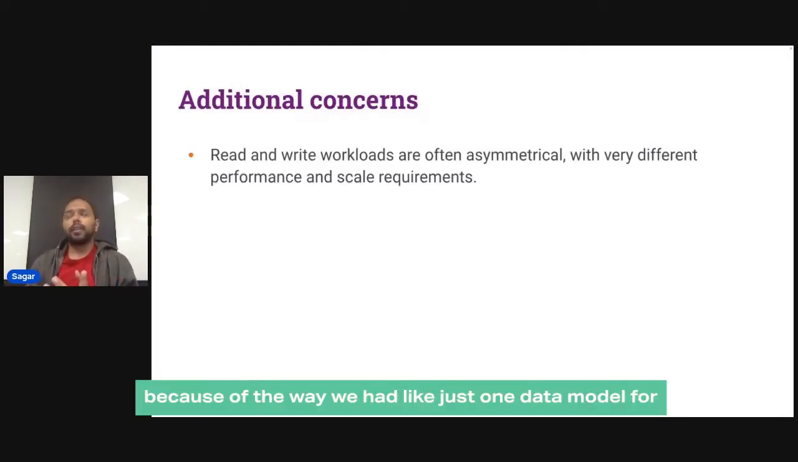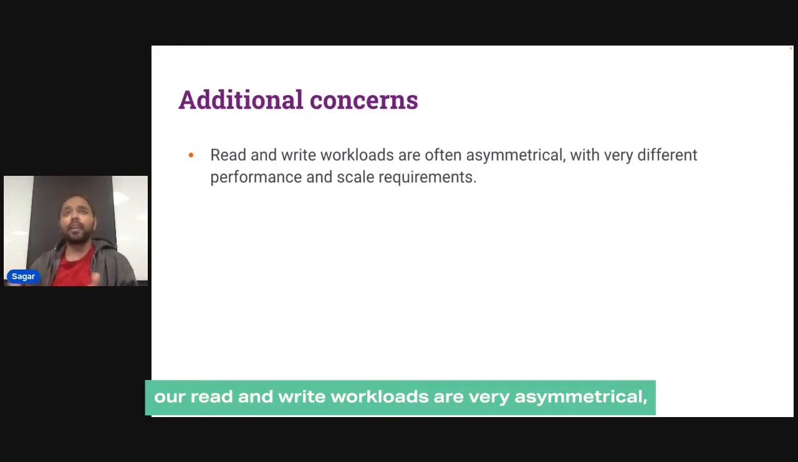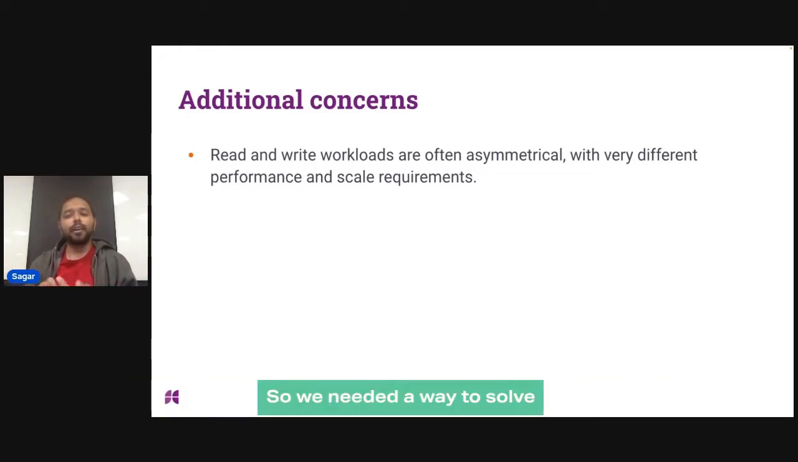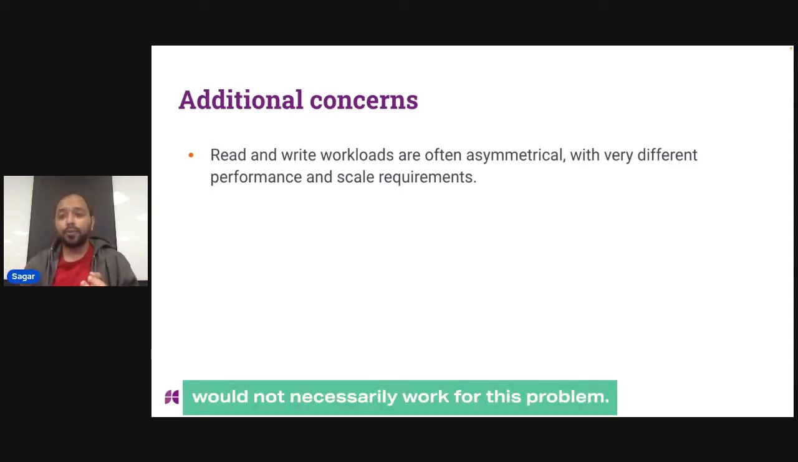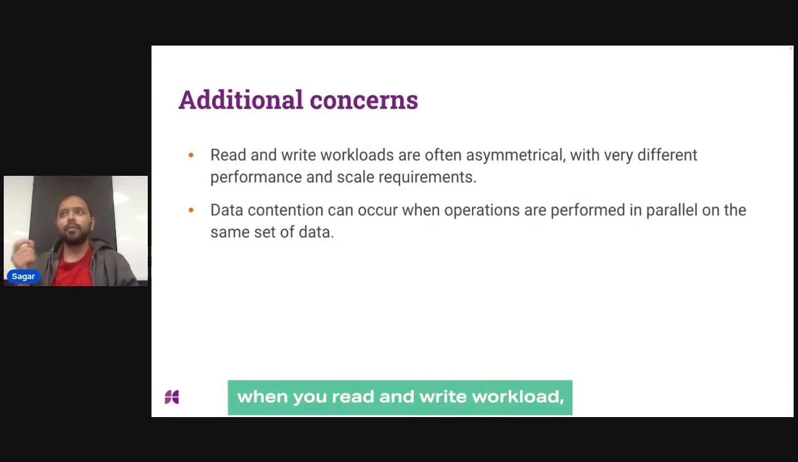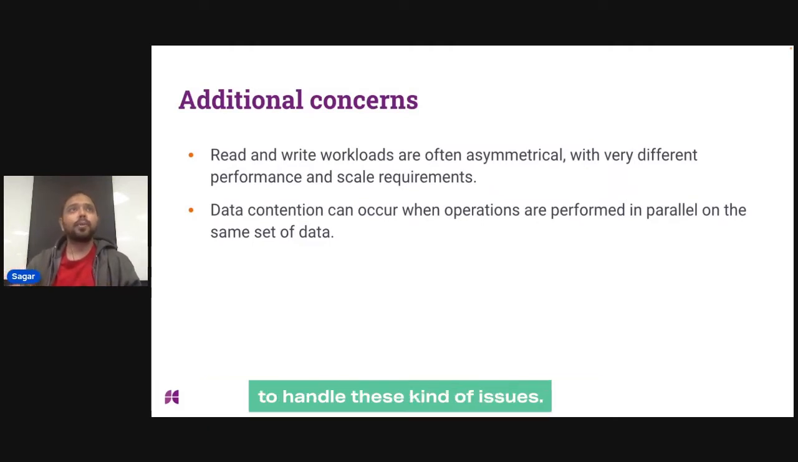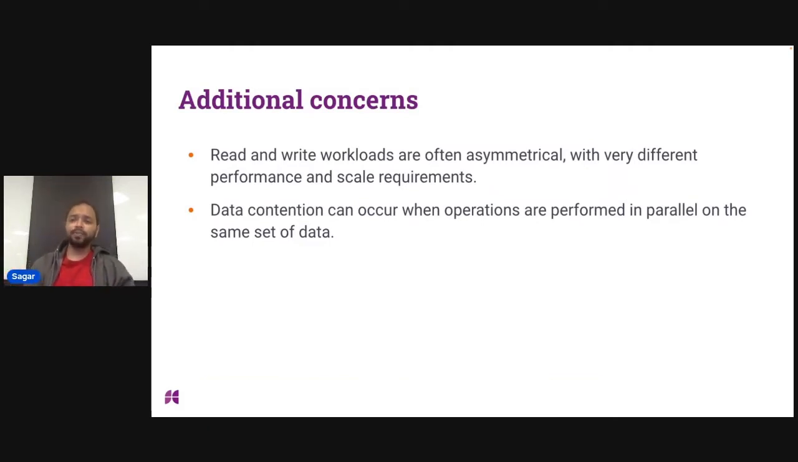Because of the way we had just one data model for read and write, we realized, at least for the borrower portal, our read and write workloads are very asymmetrical with very different performance and scale requirements. So we needed a way to solve that, and a unified data model, which the Rails architecture describes, would not necessarily work for this problem. We also had this issue that when your read and write workloads are trying to access the same piece of data, there would often be data contention, and you would have to design the system to handle these kinds of issues.